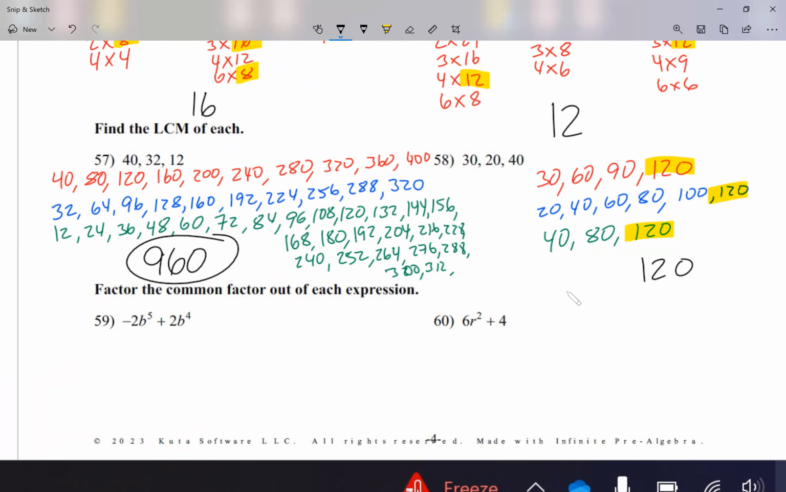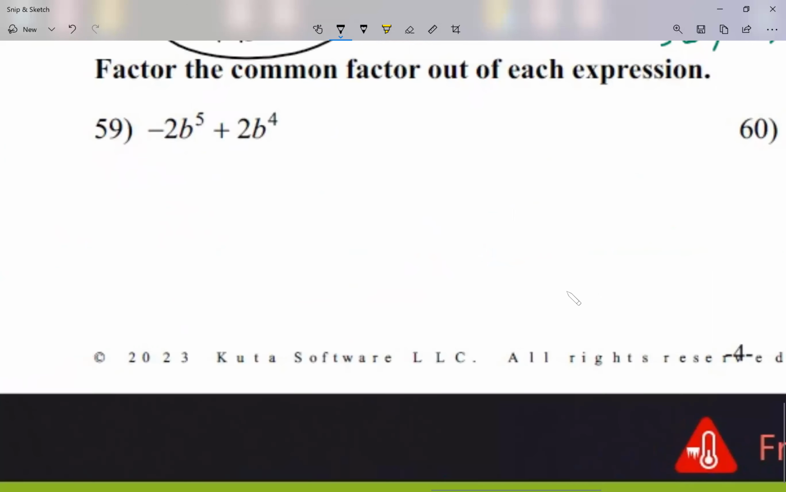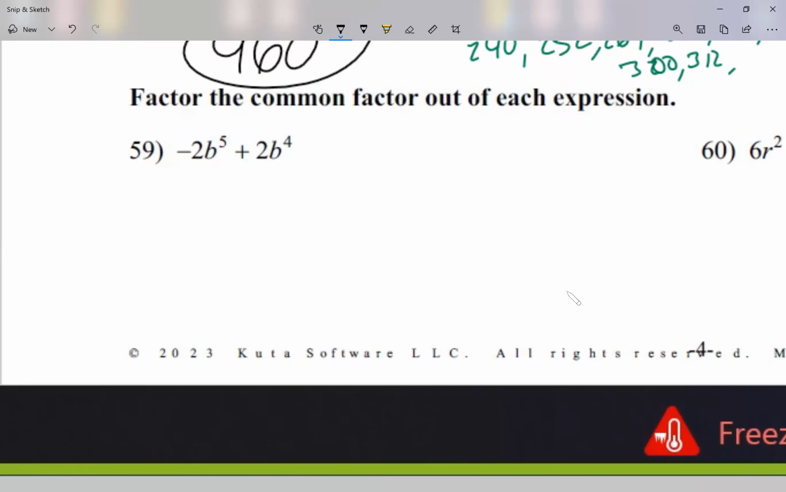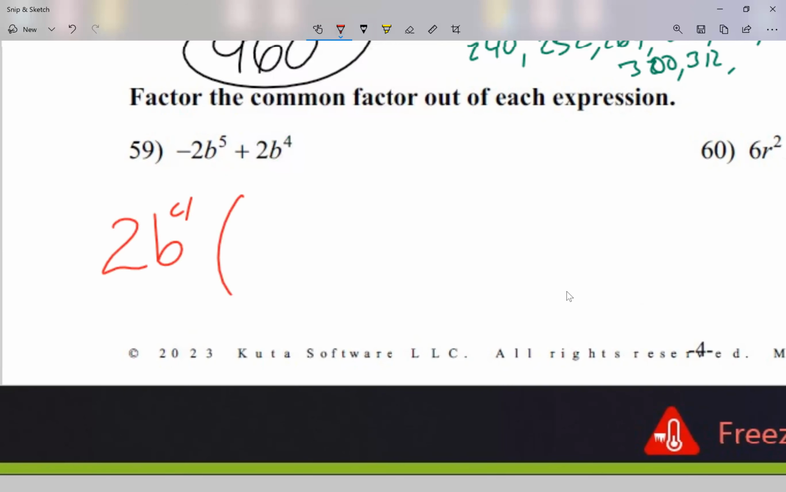All right, now last part, let me review 59 and 60. Factor the common factor out of each expression. So number-wise, the biggest number my numbers here can be divided by is a 2. That's going to be my greatest common factor. Letter-wise, b to the 4th, right? The smallest exponent. Because I want my parentheses to start with positive, and my first term is a negative, so let me also factor the negative sign.